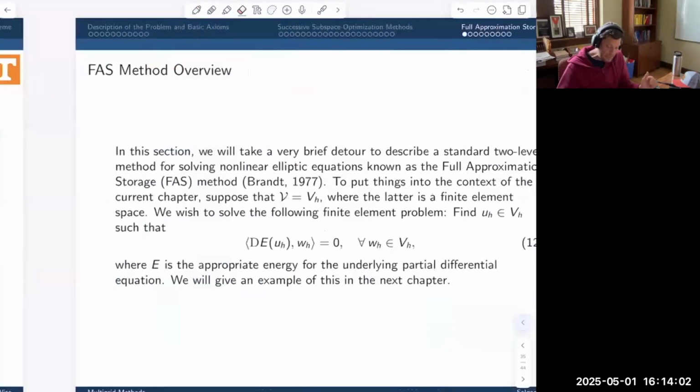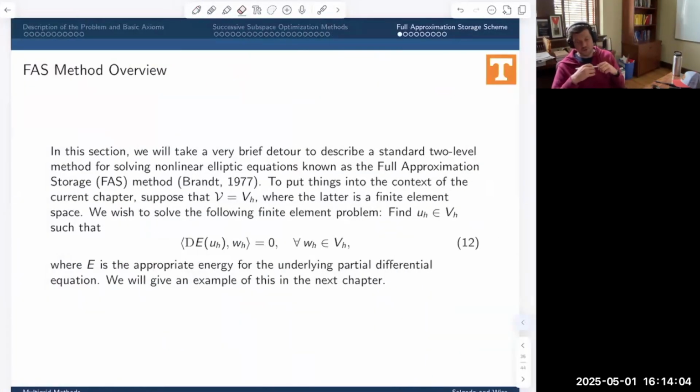But before we get on to that full description of what that generalized method is, I want to take a brief digression and a brief detour to talk about something called the full approximation storage method. So the FAS method. This is not ultimately the method that we're going to analyze. This is a classical method which has been known in the multigrid community for many, many years. The problem with the method is it's hard to analyze.